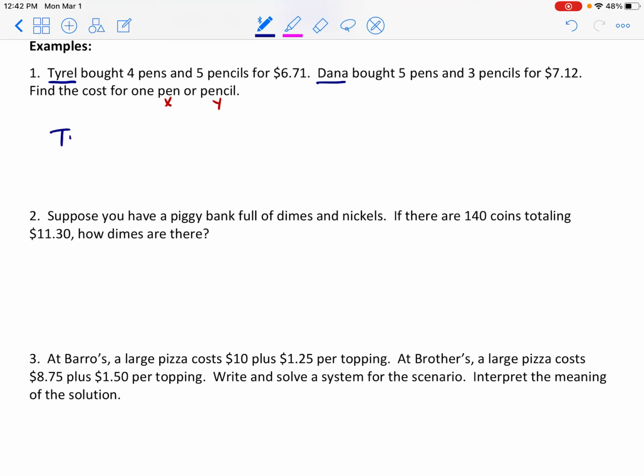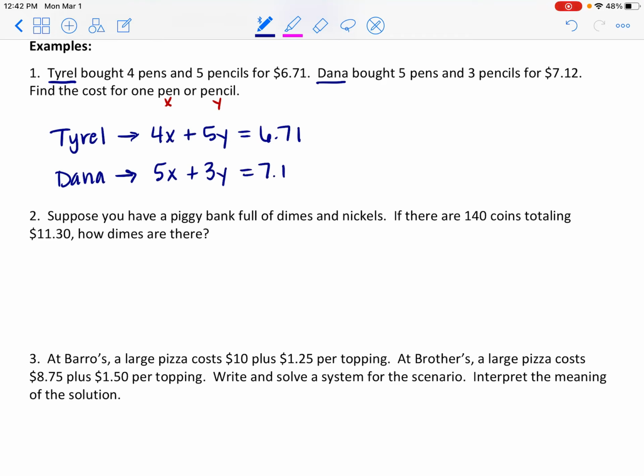So let's write one equation for Tyrell. What do we know about Tyrell? He bought 4 pens, that would be 4x, plus 5 pencils, that's 5y, for a total of $6.71. And then Dana, what do we know about Dana? She bought 5 pens, that would be 5x, plus 3 pencils, that's 3y, for a total of $7.12. And there we have a system.